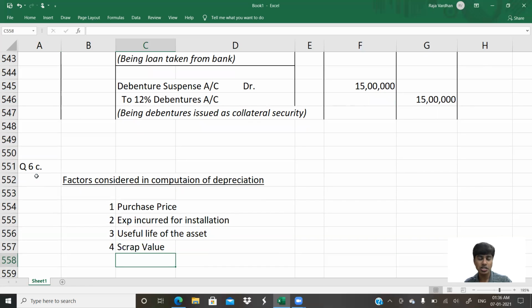You get that? So these are the four important terms considered in the computation of depreciation. What are they? Number one, purchase price. Number two, expense incurred for installation. Number three, useful life of the asset. And number four, scrap value.